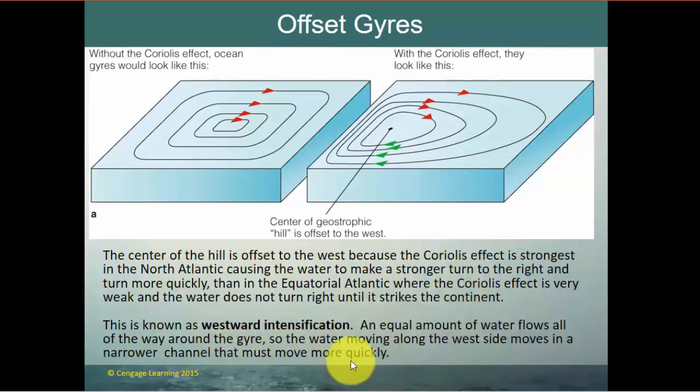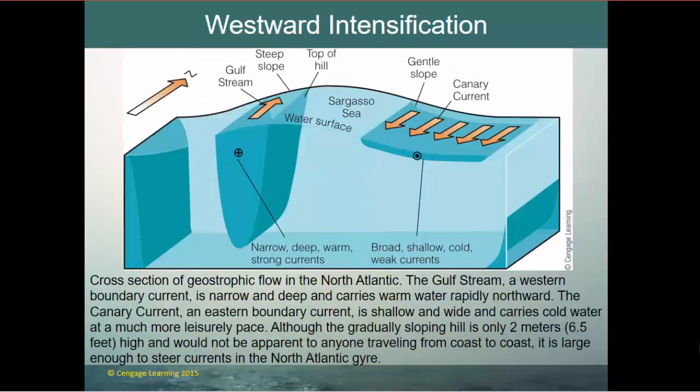An equal amount of water flows all the way around the gyre, so the water has to move more quickly on the west side in this narrower channel than in the broader channel on the east side, and that is known as western intensification. And again, here's another look, a cross-section of the flow of the North Atlantic, known as the geostrophic flow, which is the modeled flow.